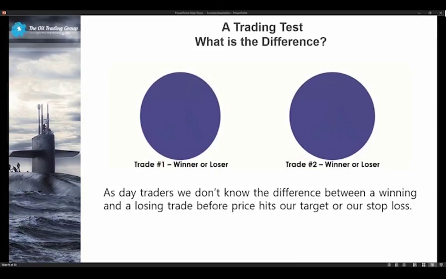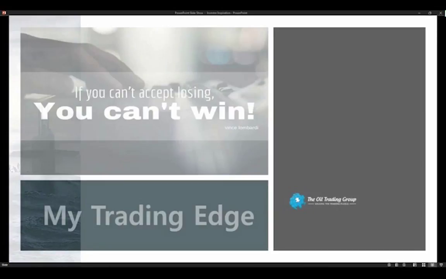Regardless of your statistical probabilities, your back testing, your forward testing of a setup or strategy, all of the information that you have gathered to this point, the moment that you enter into a trade, it is a 50-50 proposition. You're either going to win or you're not. As day traders, we don't know the difference between a winning and a losing trade before price either hits our target or hits our stop loss.